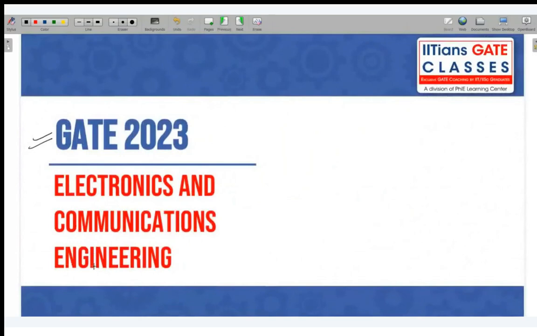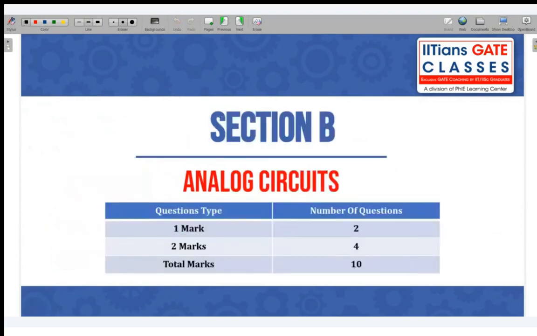analog circuit. And we will also talk about how many questions we have got this year. You will find how we approach the problem first of all, and we will discuss the solution in detail. So this was Section B, and the subject was analog.